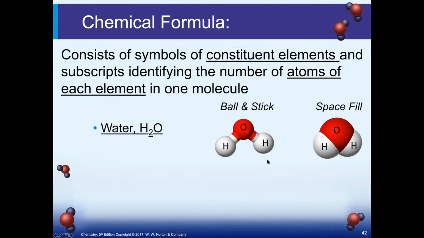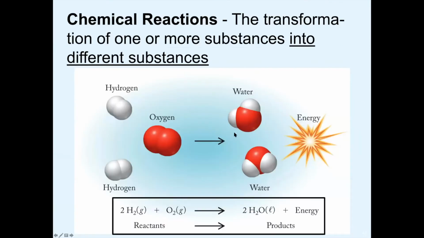But again, we can also represent with pictures. And so there's a couple ways that those are commonly drawn or shown. And that's with what we call the ball and stick model. H2O, or sometimes the space fill model, okay? So there's just different ways to represent the chemical formula. Okay, and then also we're going to talk obviously a lot about these things called chemical reactions.